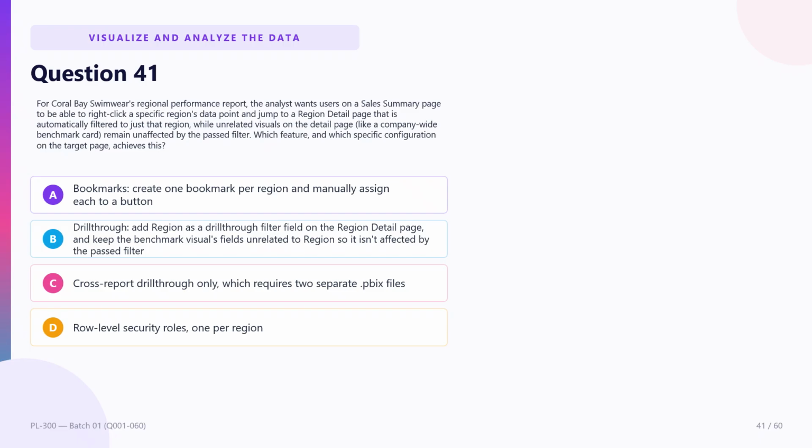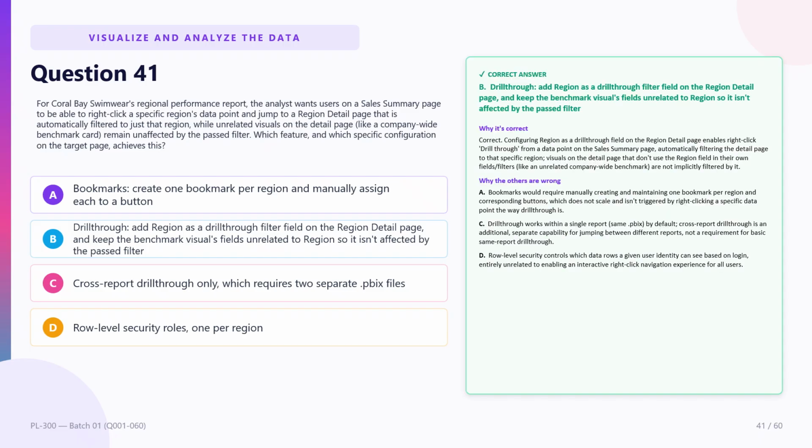Option A, bookmarks. Create one bookmark per region and manually assign each to a button. Option B, drill-through. Add region as a drill-through filter field on the region detail page and keep the benchmark visuals' fields unrelated to region so it isn't affected by the pass filter. Option C, cross-report drill-through only, which requires two separate .pbix files. Option D, row-level security roles, one per region. Take a moment and make your choice.